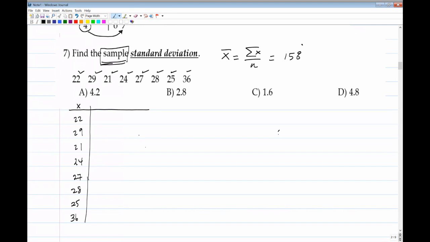Now, 158, and how many numbers are there? There are 8 numbers. Count them again: that's 1, 2, 3, 4, 5, 6, 7, 8. So if I divide by 8, the mean of this data will become 26.5. Remember, we're dealing with a sample, so I'll put the mean right here and fill the whole table with 26.5 for each data point.